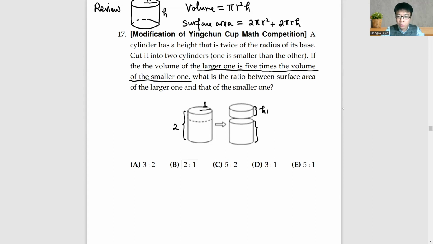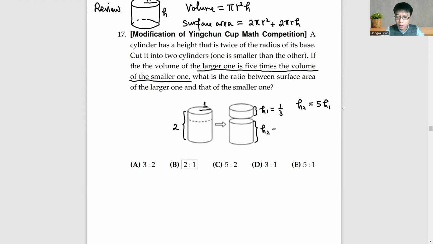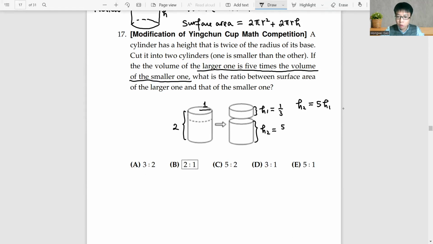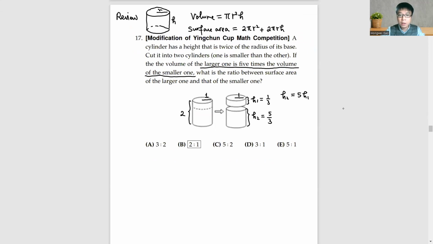So if we have H1, H2, we know their ratio. So H2 is going to be 5 times H1. But we know their sum is 2. So we can solve H1 is 1/3. H2 is 5/3. All right, using this data, we can find their surface area.